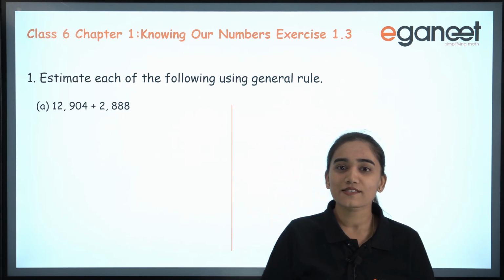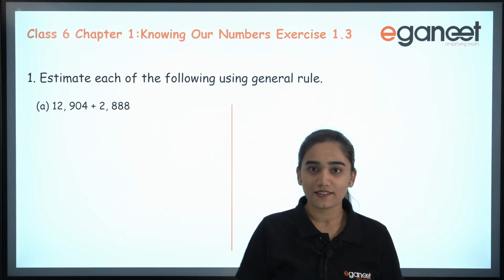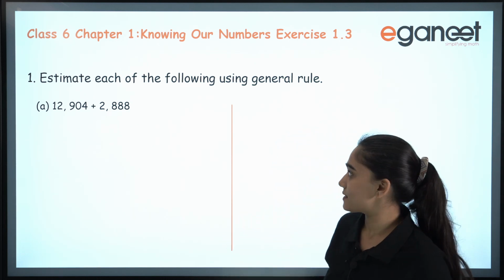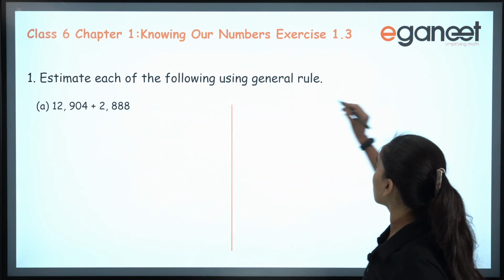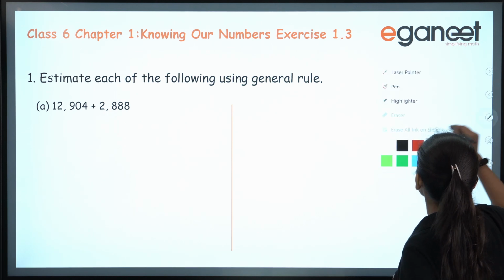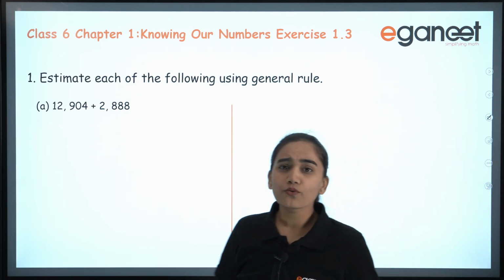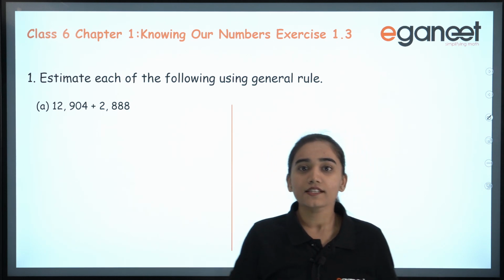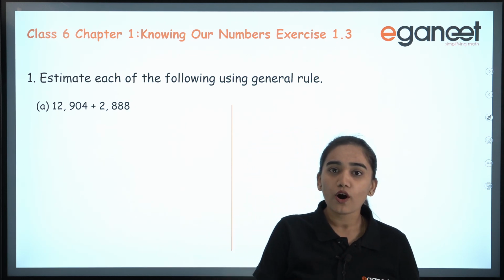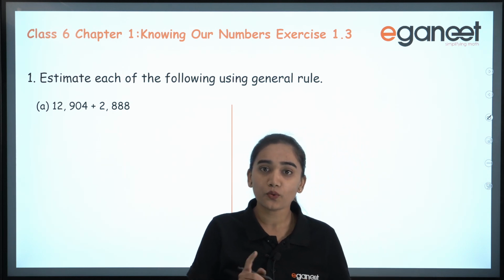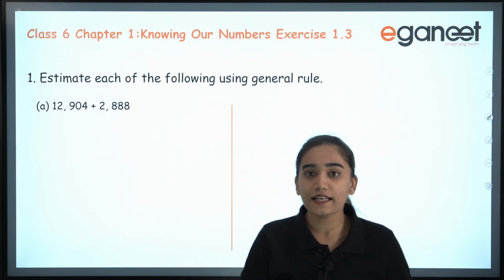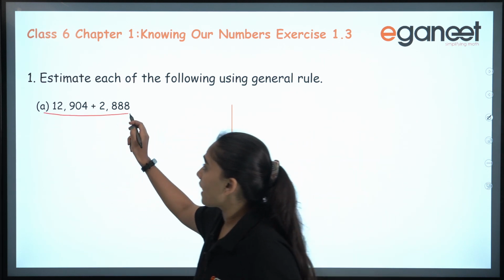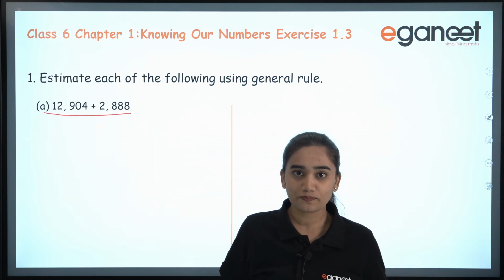Today we are going to discuss a question from exercise 1.3. So let us directly discuss what is given in the question. The question is, estimate each of the following using general rule. Do you know what is the meaning of estimate? Correct. The meaning of estimate or estimation is nothing but to count or to find the value of something. So here what we need to do is add the given two numbers.